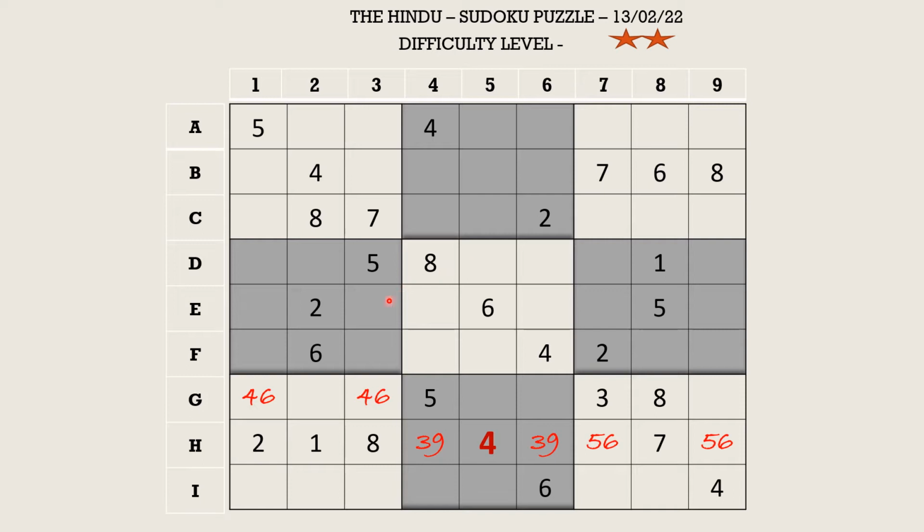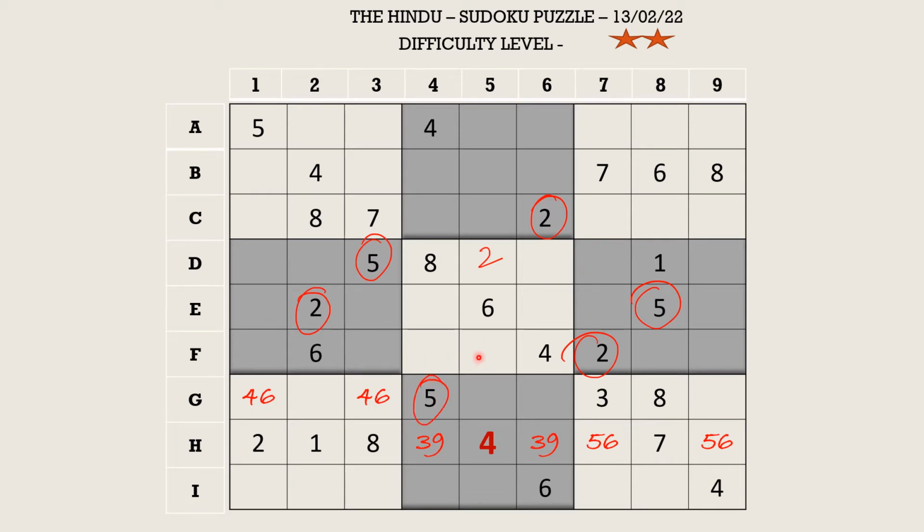There is a 2 in E row and a 2 in F row which blocks these two rows, and there is a 2 here in column 6 which blocks this cell. So D5 takes 2. There is a 5 in D row and a 5 in E row which blocks these two rows, and there is a 5 here in G row which blocks this cell.